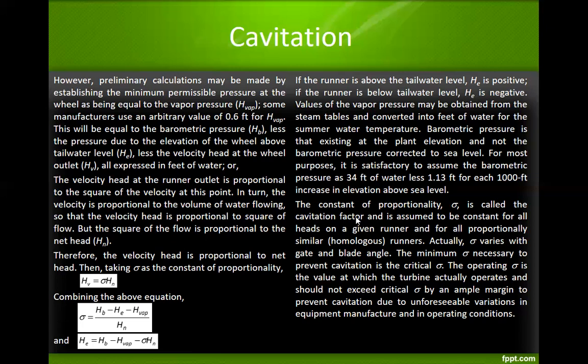So, let's use this. The constant of proportionality sigma is called the cavitation factor and is assumed to be constant for all. Actually, sigma varies. The minimum sigma necessary to prevent cavitation is the critical sigma. The operating sigma is the value at which the turbine actually operates and should not exceed the critical sigma by an ample margin to prevent cavitation due to unforeseeable variation in equipment manufacture and operating conditions.